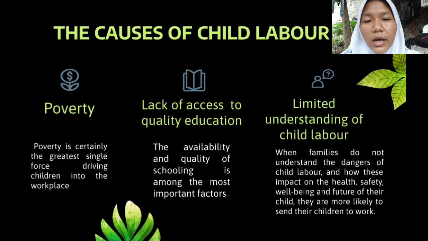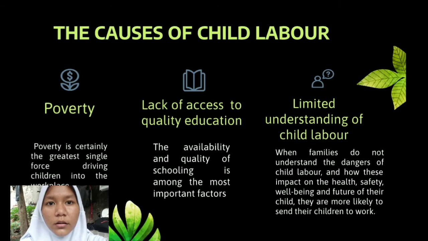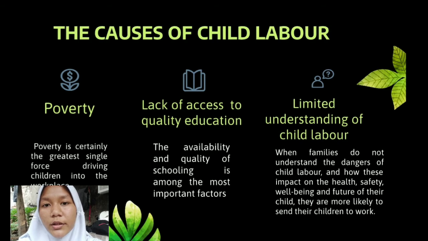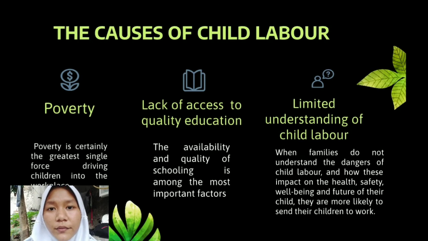The availability and quality of schooling is among the most important factors. School needs to be a welcoming environment with appropriate class sizes, a curriculum designed for the local context, and affordable for rural communities. The third is limited understanding of child labor. The view that work is good for the character building and skill development of children. When families do not understand the dangers of child labor and how this impacts the health, safety, well-being, and future of their child, they are more likely to send their children to work.